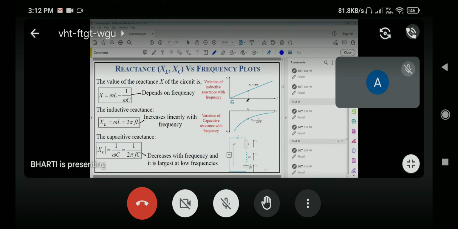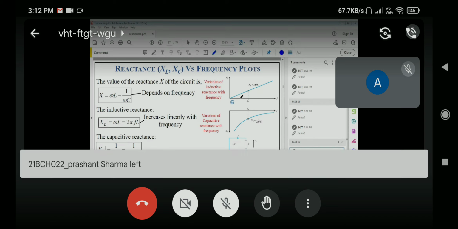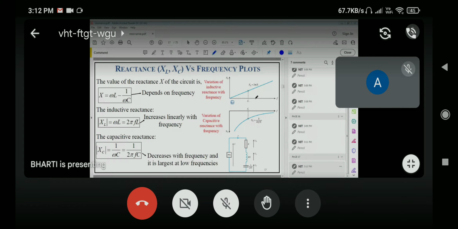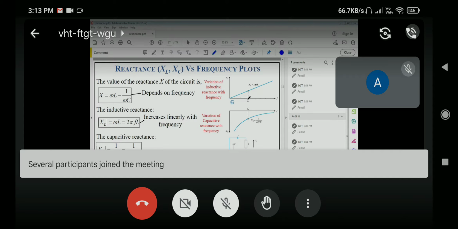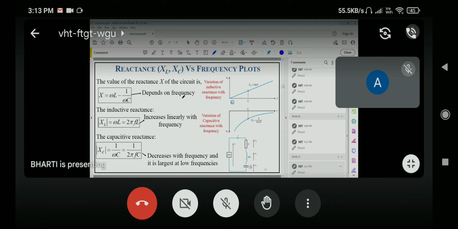Whenever we are talking of AC, we are talking of the instantaneous values. That means we need to take into account the values at every instant of time, or here, frequency for that matter. So if you talk of the reactance first, that is X, which is equal to omega L minus 1 by omega C, it will depend upon frequency.